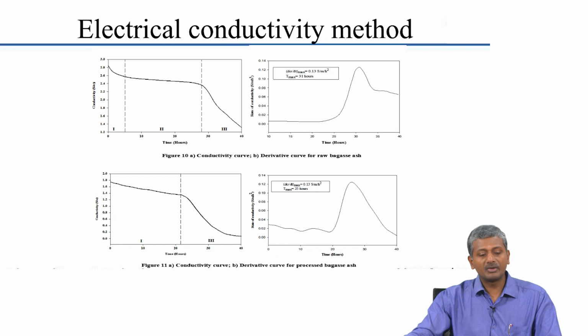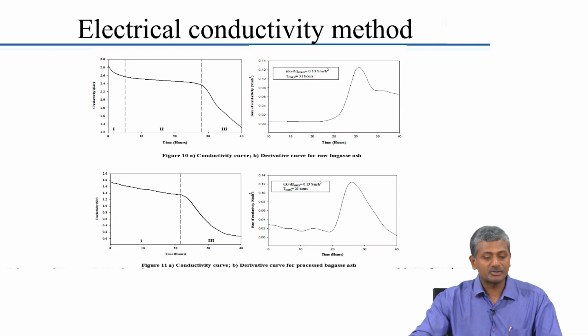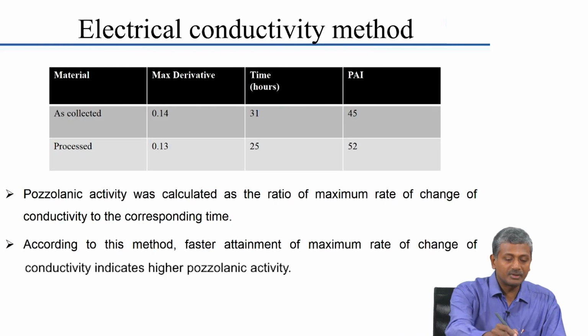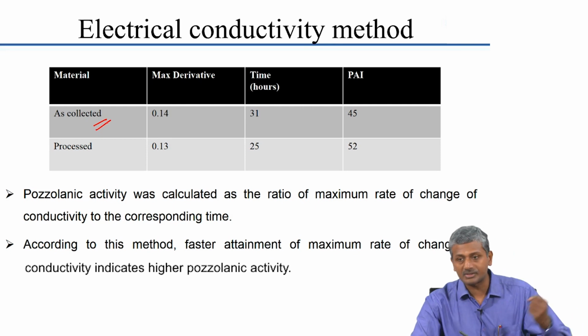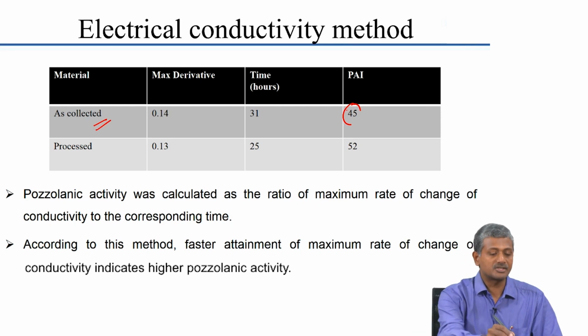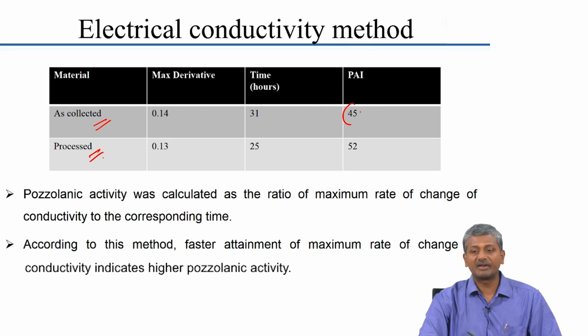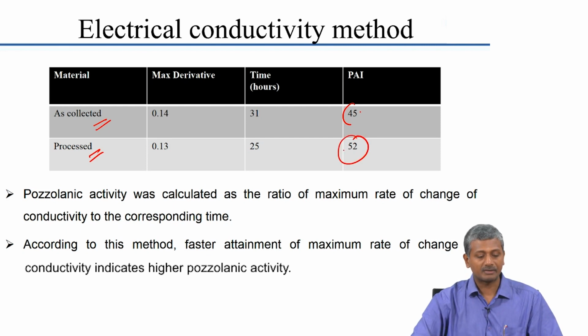Again, we obtained the same kind of curves for this bagasse ash based system, and based on this we were able to actually predict the pozzolanic activity. For example, the as collected bagasse ash, please remember this is the bagasse ash that is collected from the site, showed an activity index of only 45, whereas the processed bagasse ash, we talked about the fact that you sieve it and then you grind it to 300 square meters per kilogram, led to about 52 units of pozzolanic activity. So, again you obtain a better reactivity when you are processing this material.